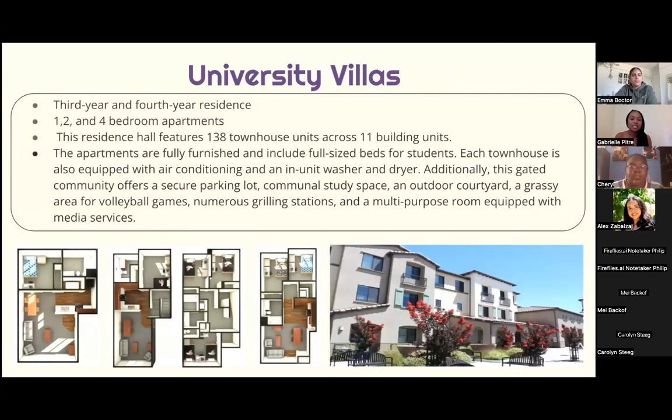And last but certainly not least, there are the University Villas, and these are open to only third years and fourth years. There are 1, 2, and 4 bedroom apartments, and the villas have 138 townhouse units across 11 building units. The apartments are fully furnished and have full-size beds for students. And each townhouse also has air conditioning and an in-unit washer and dryer, so the come up is real.